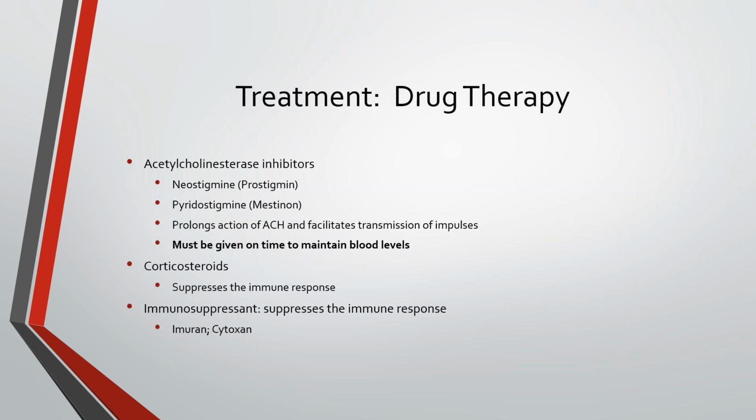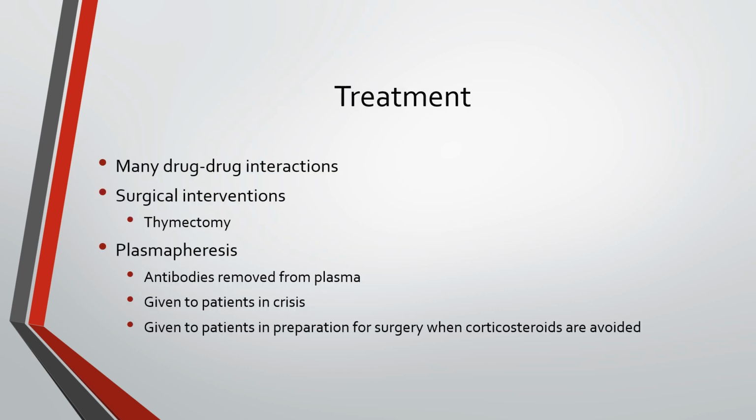Okay, these are the medications that will be used to treat myasthenia gravis. Acetylcholinesterase inhibitors can also be called cholinesterase inhibitors. These are the medications that they use to improve the patient's strength and mobility. Please note that the plasmapheresis is given in both the myasthenic crisis and the cholinergic crisis.